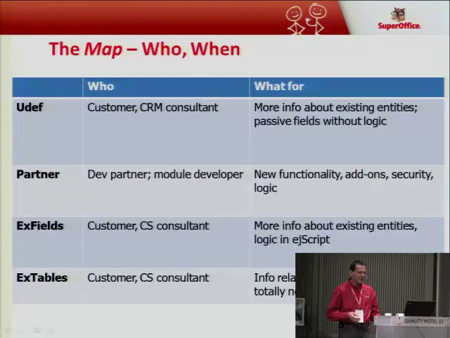The customer service part gives us 2 concepts, extra tables and extra fields. Both of them are something that you can define through a user interface. So customers and customer service consultants can do that for you. The extra fields go onto existing tables, some the same as the Udef fields, some on other tables, which are more central to the customer service product. And the extra tables can, like partner tables, be anything. They can be related to existing tables, they can be related to each other.